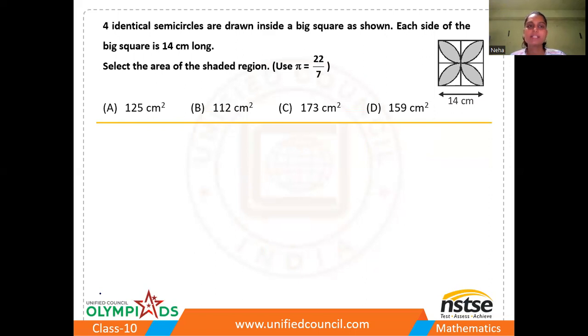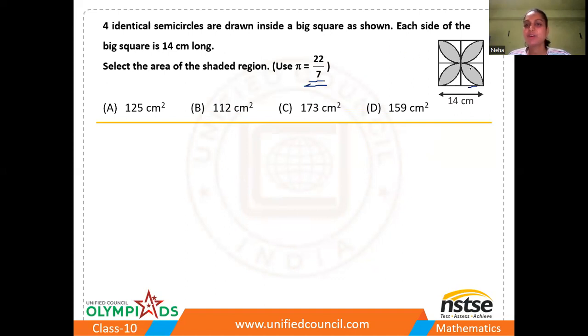So my dear students, here is the next question. Four identical semicircles are drawn. Four identical semicircles I can see on the screen are drawn inside a big square. Each side of the big square is 14 centimeter. We have to use the value of pi equal to 22 by 7, and we have to find out the area of the shaded portion.